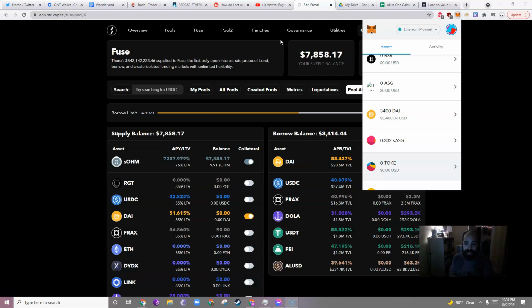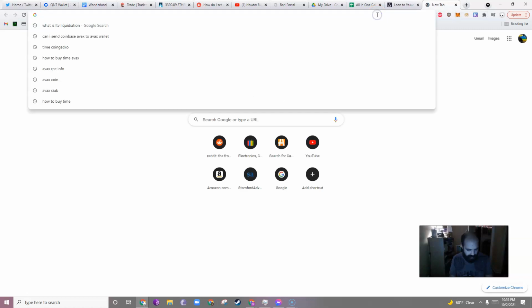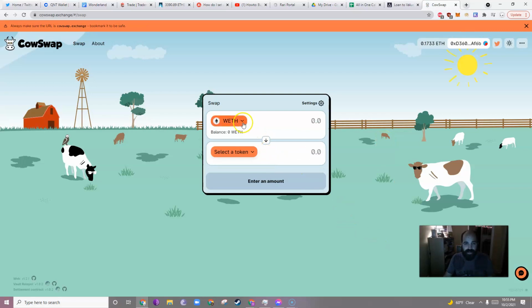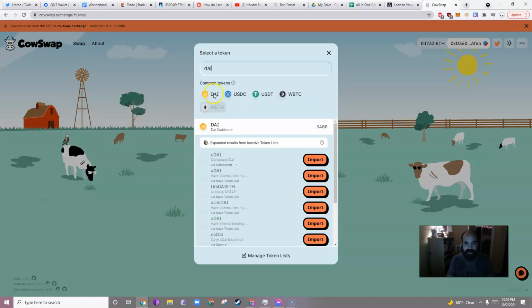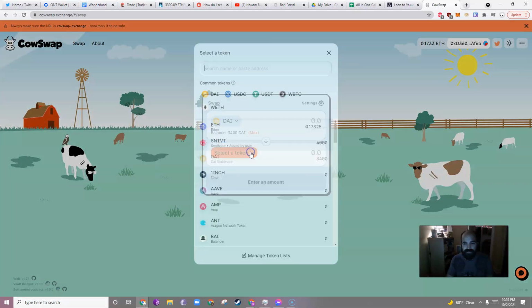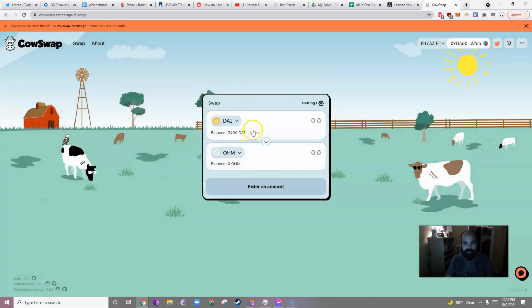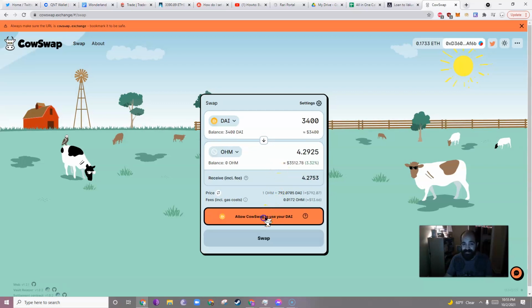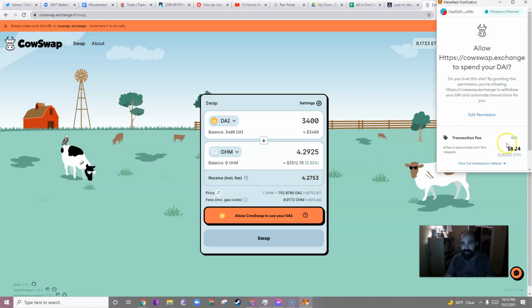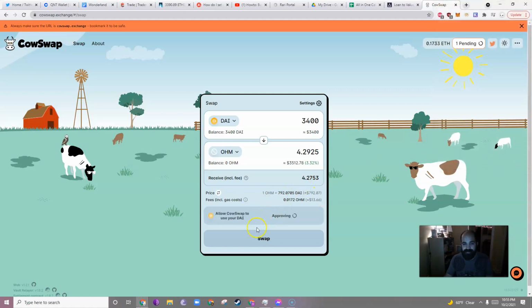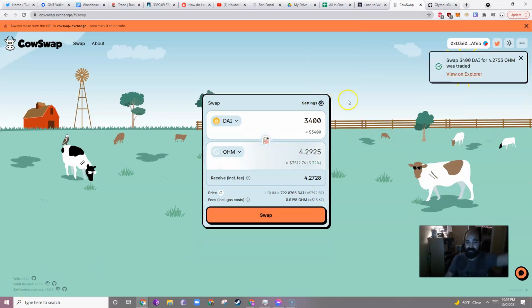Okay, so now I've borrowed the DAI. You can see it right in there. What we're going to do next is go to one of the swaps. I'm going to use CowSwap because I think it has really good fees. And in CowSwap, we're going to go from DAI, right there, to OHM, right there. I'm going to go ahead and max. Going to pay a lot in gas, as always. $8, oof. All right, so I now have my OHM that I bought with my DAI.